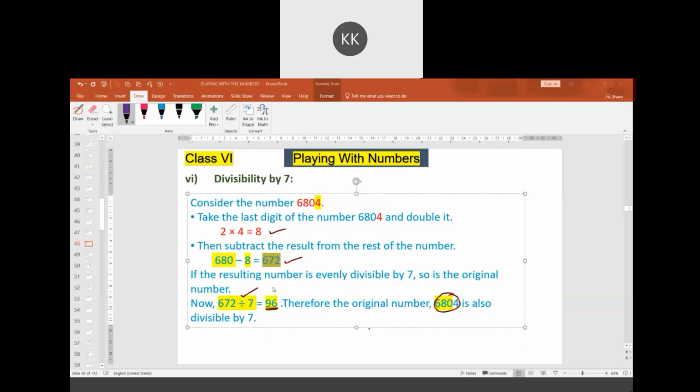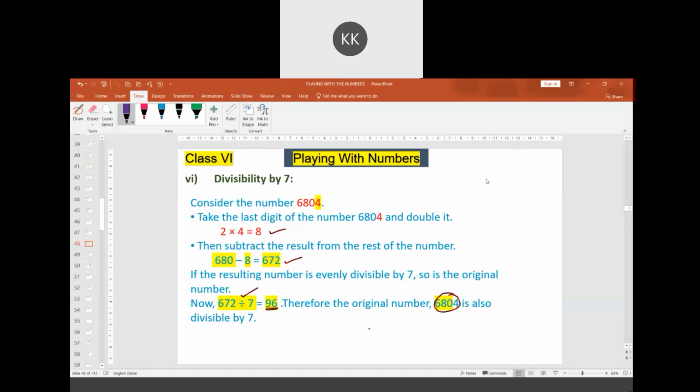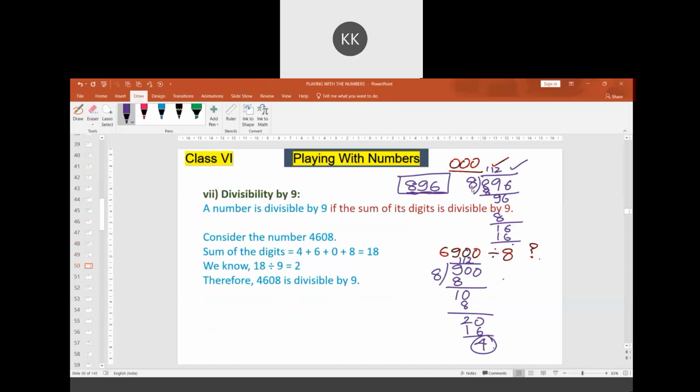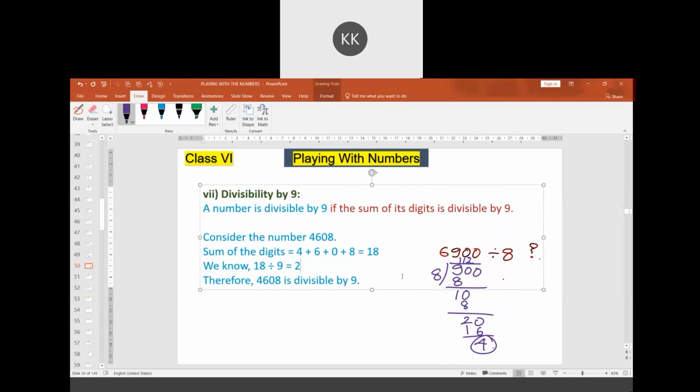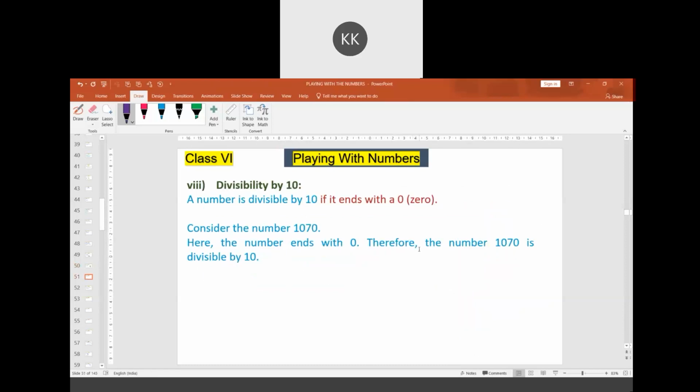If this difference is divisible by 7, I say that the number is divisible by 7. Here, it is exactly divisible by 7. Therefore, the number is divisible by 7. Do not worry about the test for divisibility by 7. Since it is not given in the books, it will not be asked. If it is asked, you know now what to do. All right.